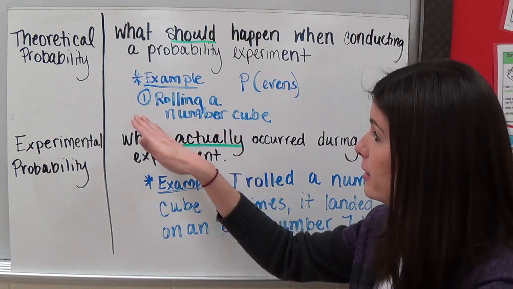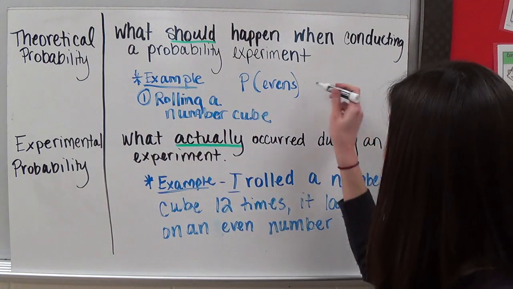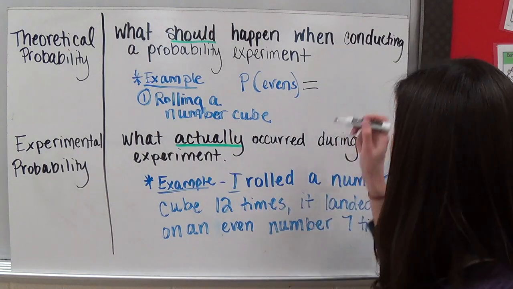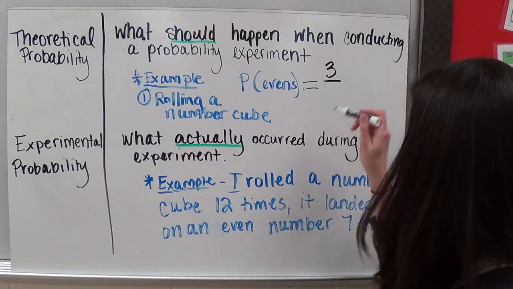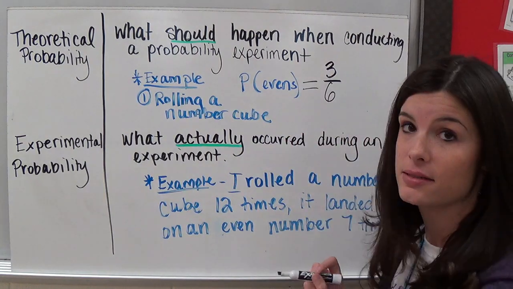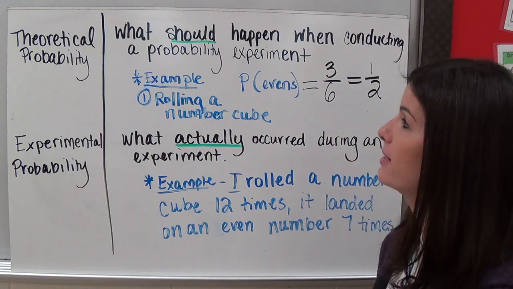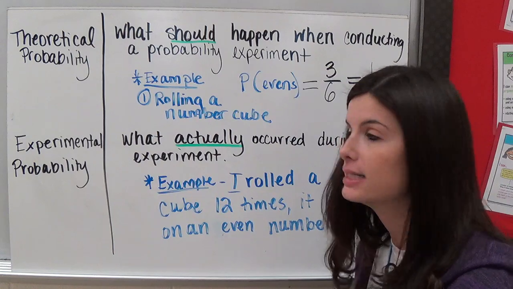Another example that you can write down in your notes is rolling a number cube and the probability of it being on evens. Well, how many evens are there? The favorable outcome. There are 3 evens on a number cube, and the total possible outcomes is 6. And that simplifies to 1/2. Okay, so that's theoretical probability, what should happen in theory.